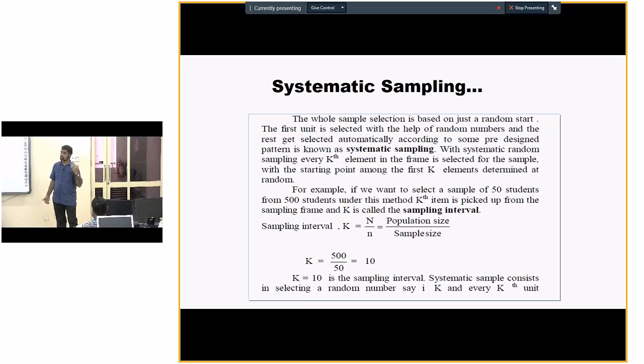If I randomly select 3 first, then 13, 23, 33, 43, 53, and the last one is 493. If I select 9, then 19, 29, 39, and the last one should be 499. Right? That is the way of applying systematic random sampling. Again, systematic random sampling. Is it clear?